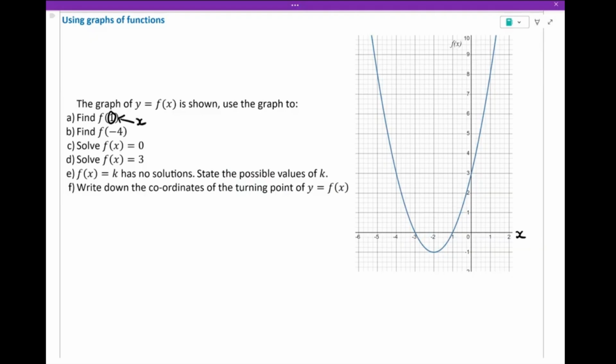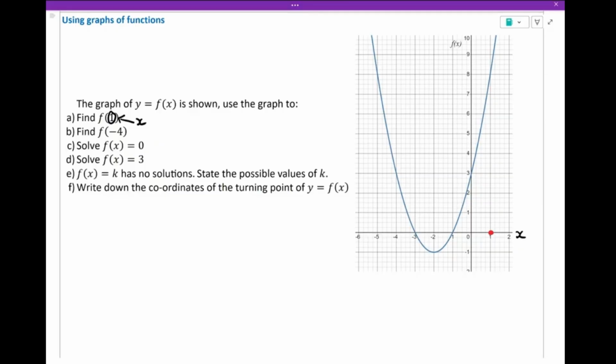That's your input. So when you're being asked to find f of 1, you're being asked to find your output, which is essentially your y coordinate. So what I need to do is go to my graph and identify where the x coordinate is equal to 1. So I'm going to go to my x-axis, which is our horizontal axis, and think about where the x coordinate is 1. Well, it's here. And now we need to get to our curve.